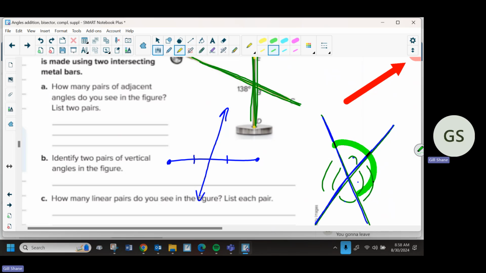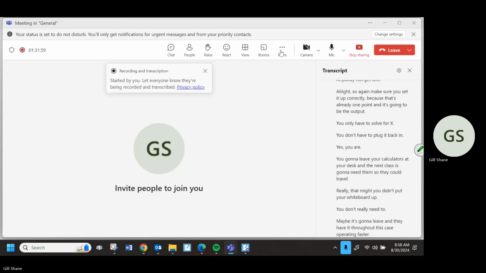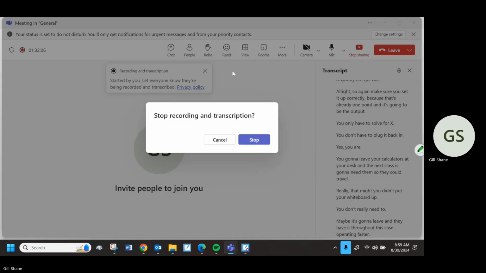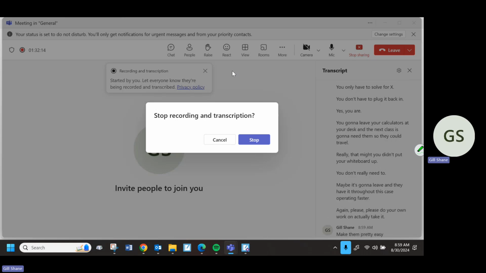You can leave your calculators at your desk and the next class is gonna need them so they can travel. If you didn't put your whiteboard up, you don't really need to, because the next class. Maybe it's really easy. I'm gonna have it grab it just in case. I'll need to go faster. Again, please do your own work on exit tickets. Make them pretty easy, but if people are sharing, then they gotta become hard.